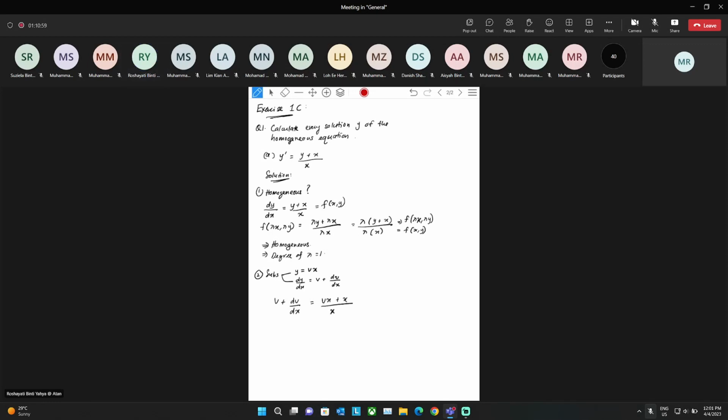So that equal to, so x kita boleh cancel kan? So here x, v plus 1 over x. So kita boleh cancel out. So dv over dx equal to v plus 1 minus v. So ni kosong. So dv equal to dx. Betul ke?